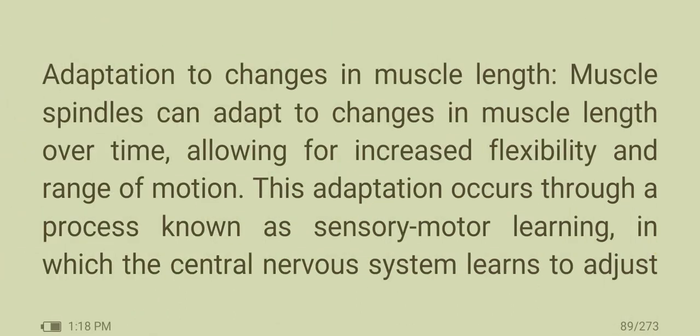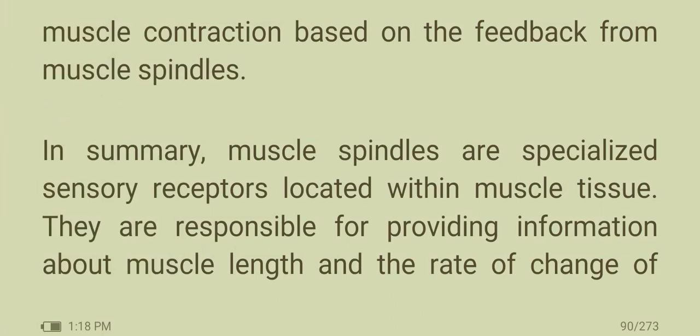Then adaptation to changes in muscle length. Muscle spindles can adapt to changes in muscle length over time, allowing for increased flexibility and range of motion. This adaptation occurs through a process known as sensorimotor learning, in which the central nervous system aims to adjust muscle contraction based on the feedback from muscle spindles.